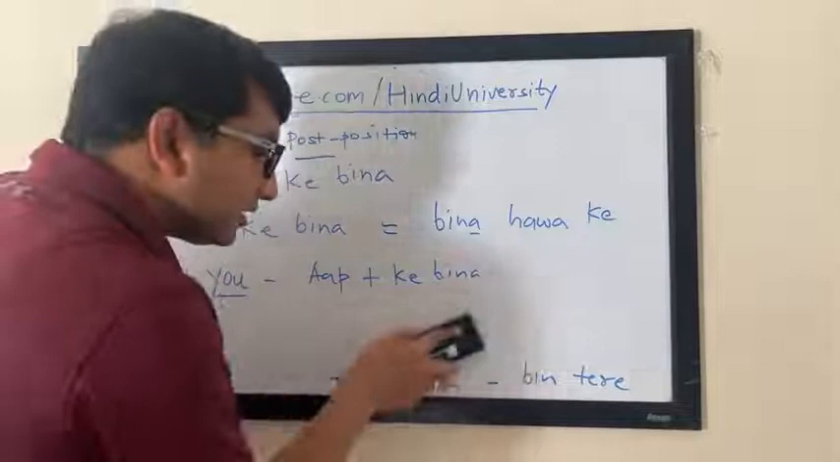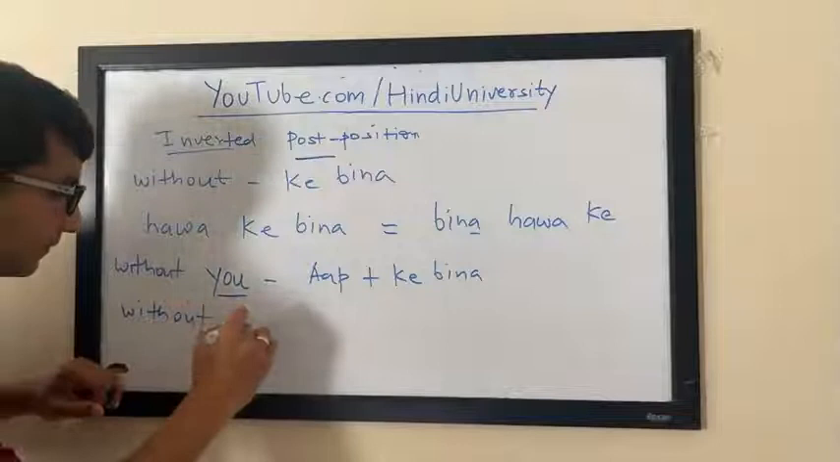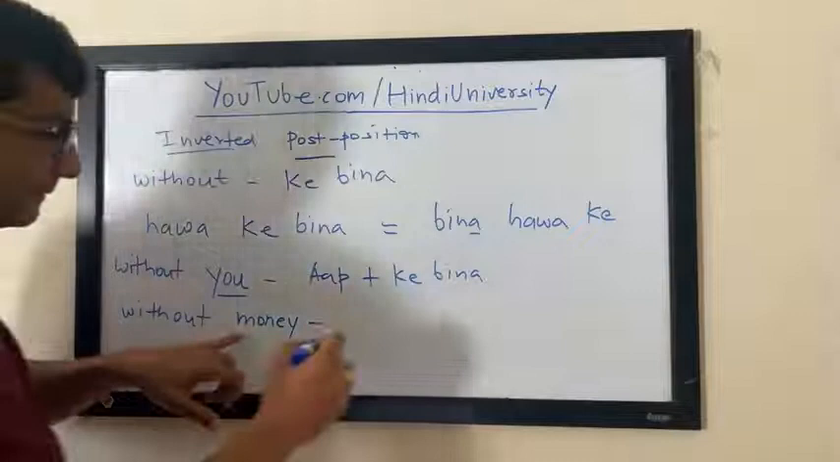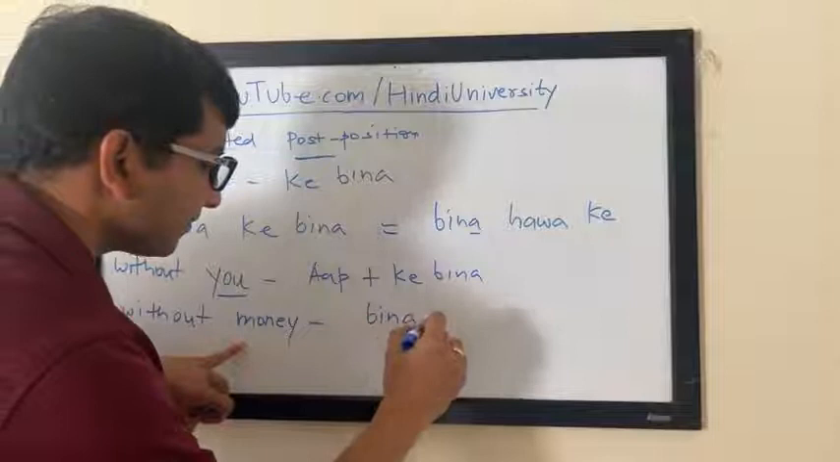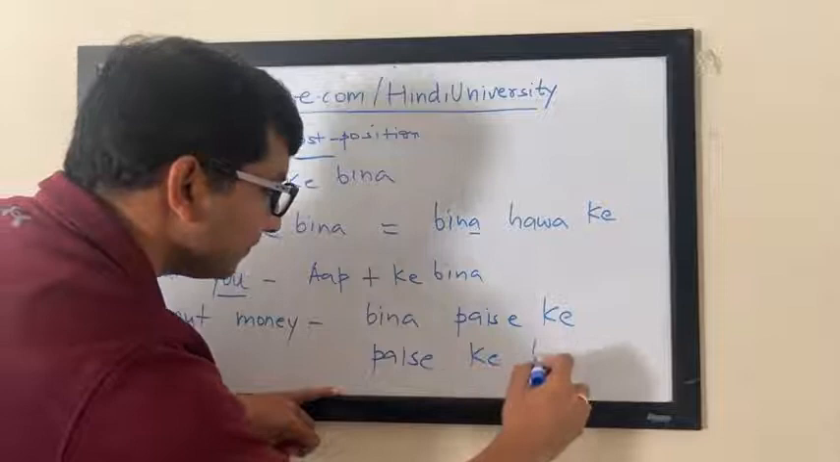What is without money? Let's say I'm going to ask Angela ji, you have to unmute yourself and tell us how, what will you say without money? Bina paise ke. Very, very good, right? That's an inverted way of saying it, and the other one, which is the regular form, would be paise ke bina. Both of them are correct. Bina paise ke or paise ke bina.